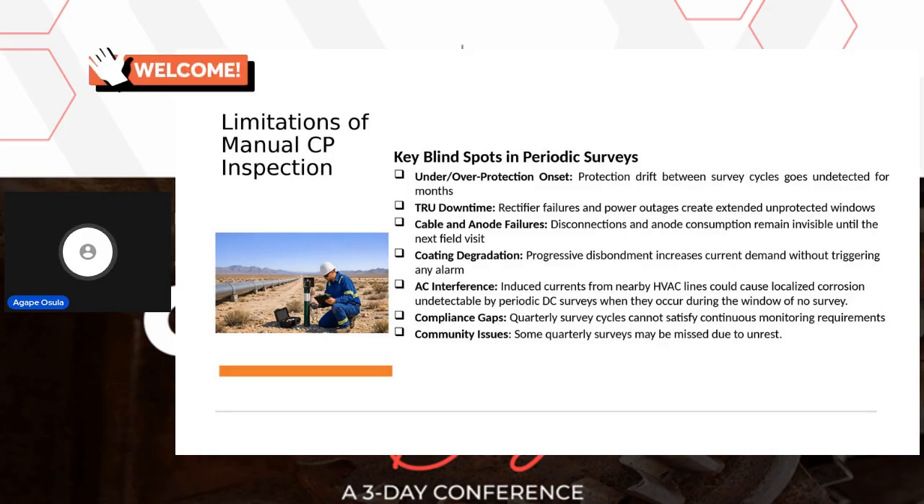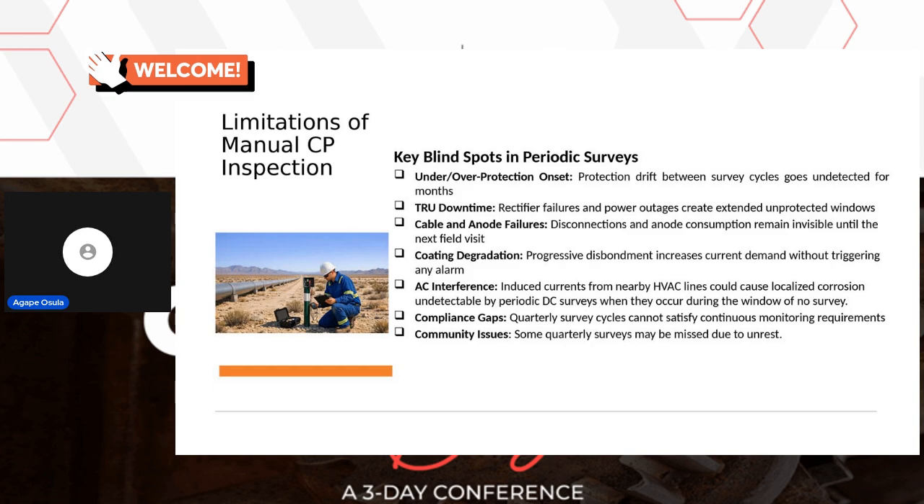Of course, one of the interesting parts is coating degradation. This is perhaps very important for CP professionals, and I speak a lot about this to a lot of CP professionals. The concept of understanding why your current demand increases, particularly when you are running your CP system on constant potential, is very important, right? So you should know, okay, my current demand, what is happening? With that, you can plot your anode life. You can do a lot of analysis on your CP system.